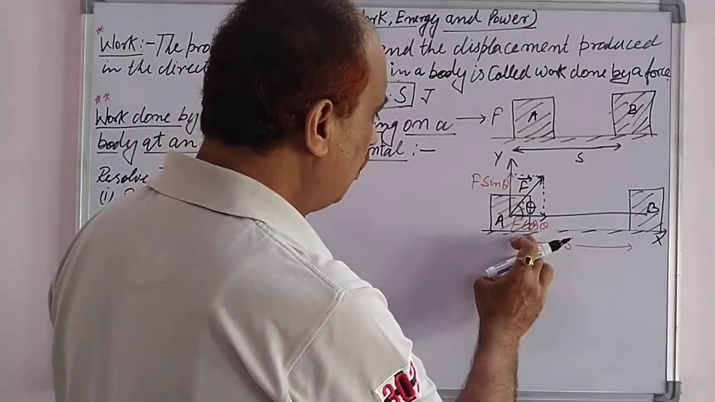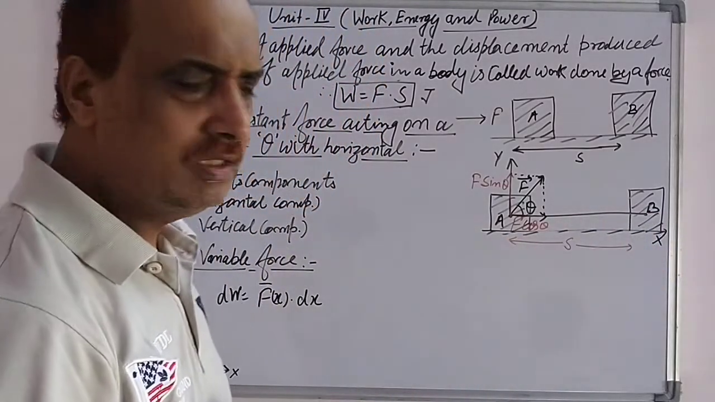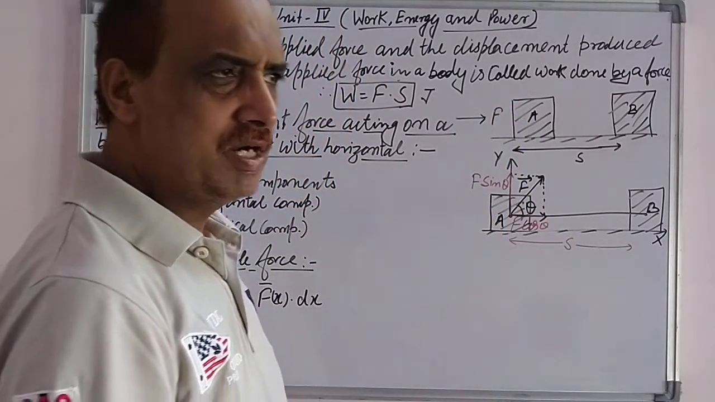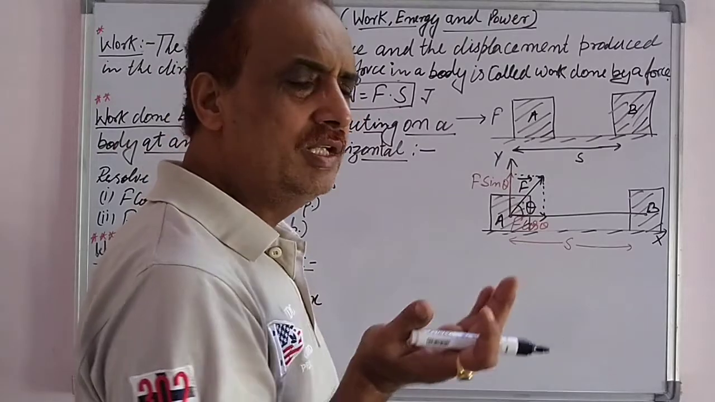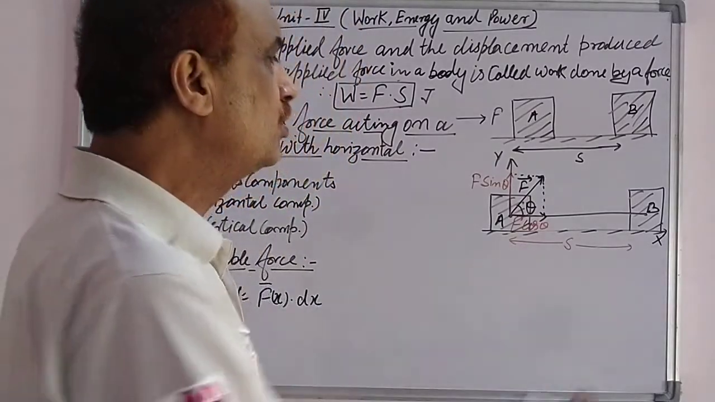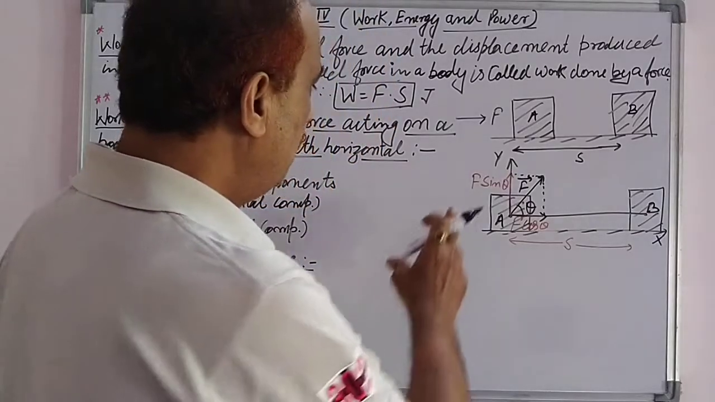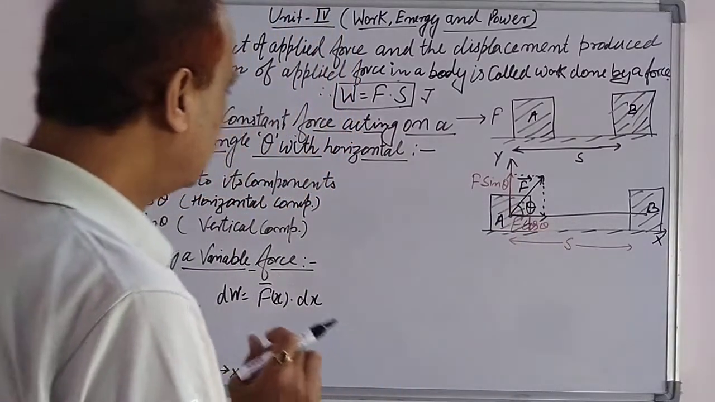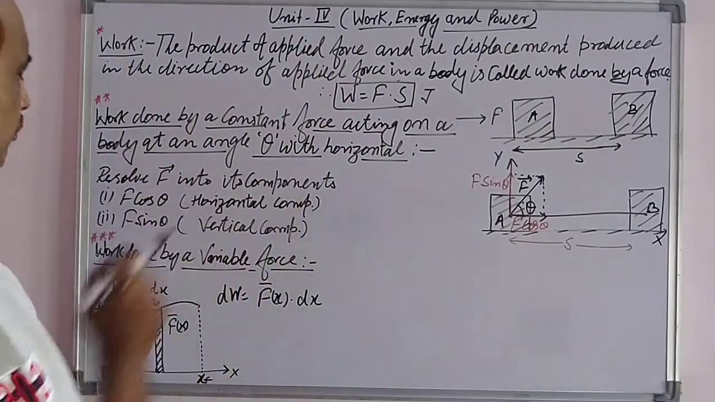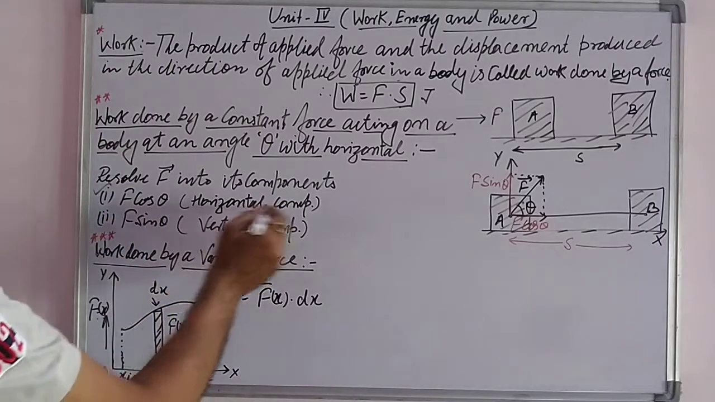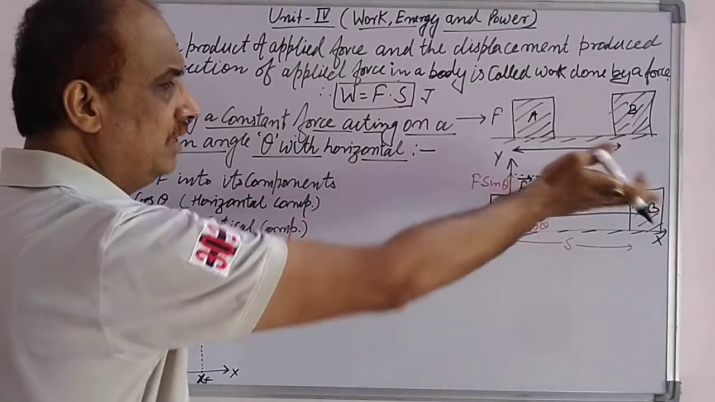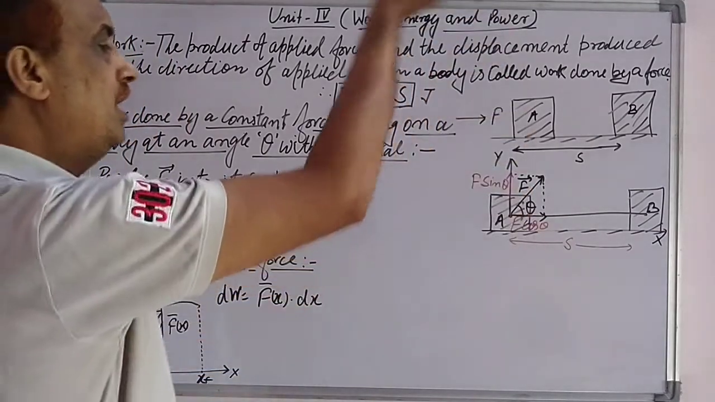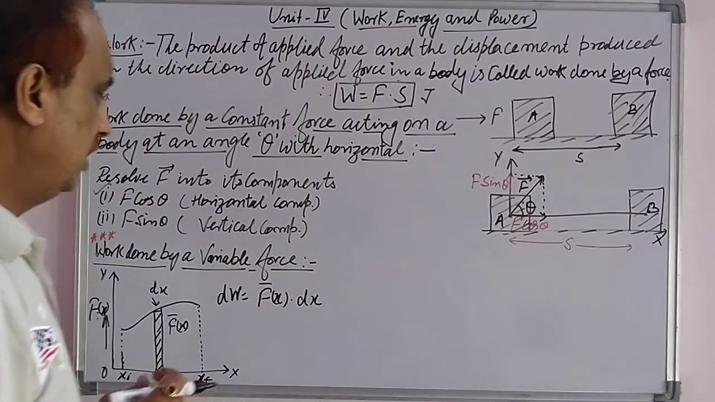One component is F cos theta in the direction of displacement, and the next is F sin theta acting vertically upward, that is, perpendicular to the direction of displacement produced in the body. So F sin theta is the vertical component and F cos theta is the horizontal component. We have to resolve F into its components. Number one is F cos theta, the horizontal component acting in the direction of displacement produced in the body. F sin theta is the vertical component acting perpendicular to the displacement produced in the body.